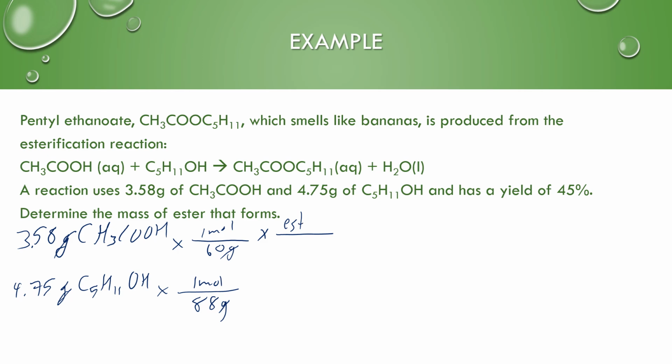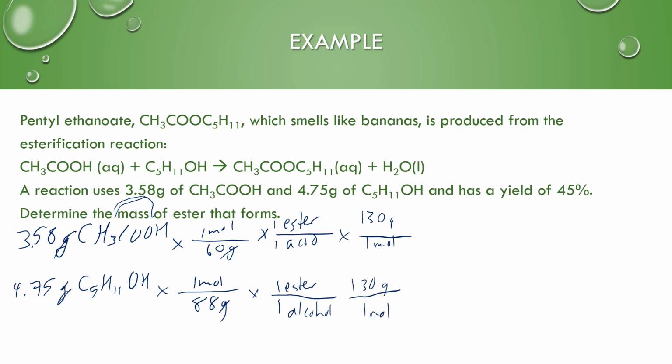So I'm going to just abbreviate. This is the ester for every acid. And it's a 1-to-1. There's one ester for every one of the alcohol. And then I can go back to grams because our question is asking for mass, and put in the molar mass of the ester. And its molar mass is 130. And go ahead and let's calculate what could be made in both scenarios. The first one could make 7.76 grams of the ester. This one can make 7.02 grams of the ester.